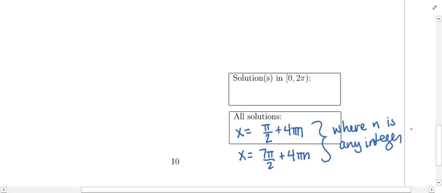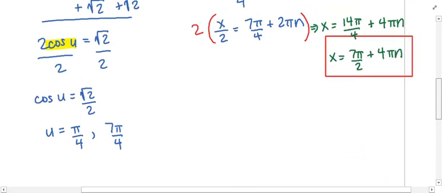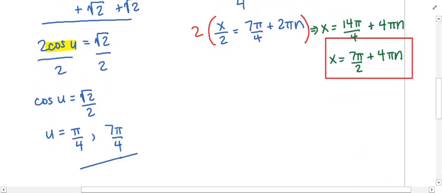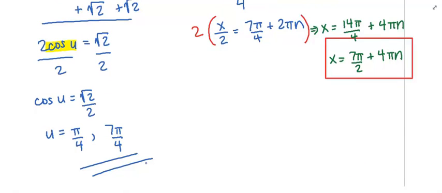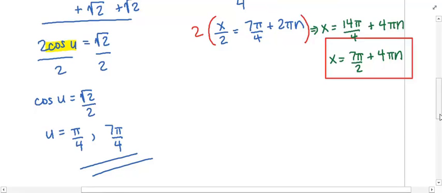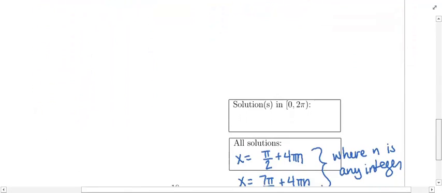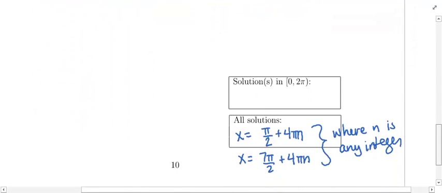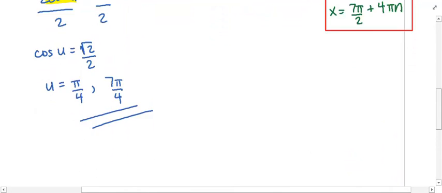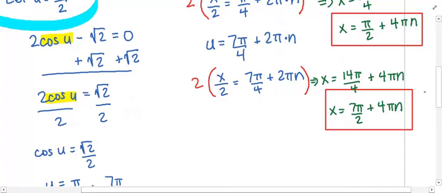Okay, now we need the specific solutions between 0 and 2 pi. Okay, so if you go back, you may say, hey, pi over 4 and 7 pi over 4, I'm done. Those were u values, not x values. Okay, so what we can do here is use our general statements to generate the solutions between 0 and 2 pi. Okay, so I'm going to start with the first statement here. I'm going to plug in, and I'm talking about the pi over 2 plus 4 pi n.